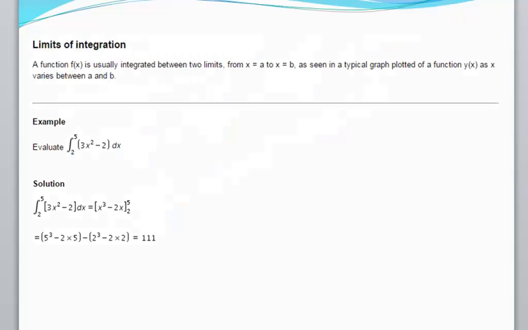Now we're using our limits. We have our limits of integration, between our two limits, x is a and x is b. These are our two limits, our upper limit and our lower limit. So we've got our integral between 5 and 2. Whatever our line does, we're looking between our values of 2 and 5 on our x. We have 3x squared minus 2.